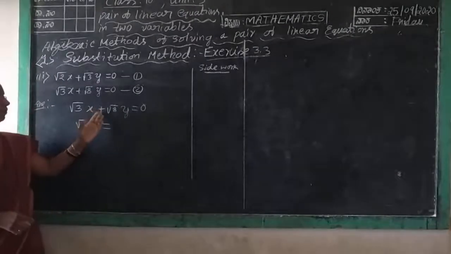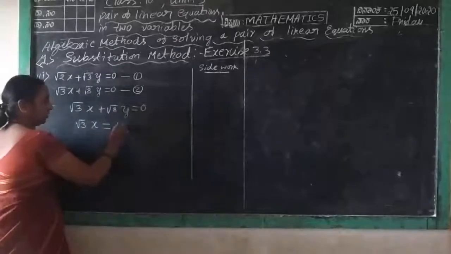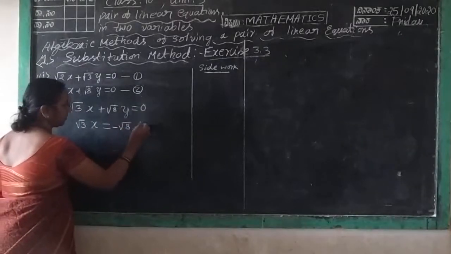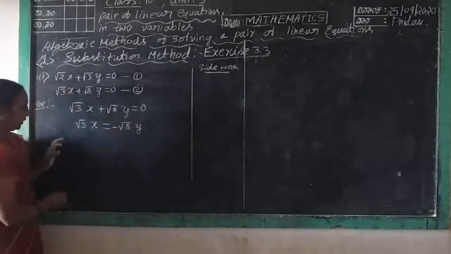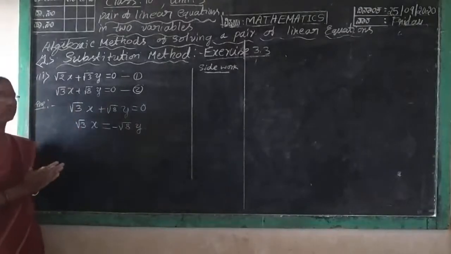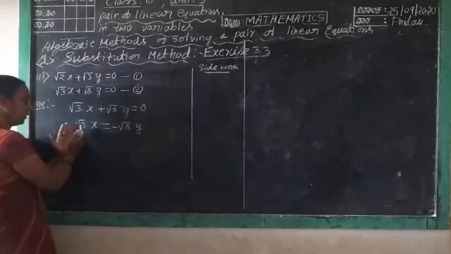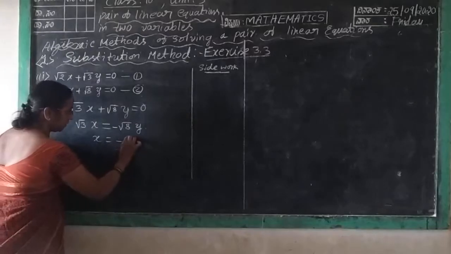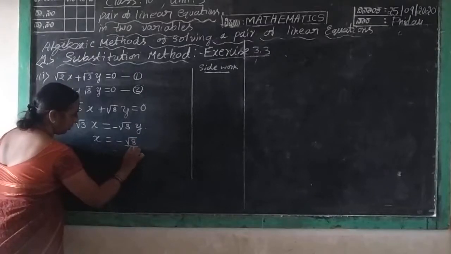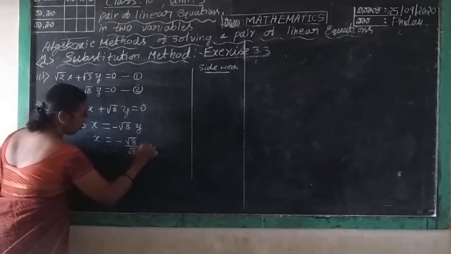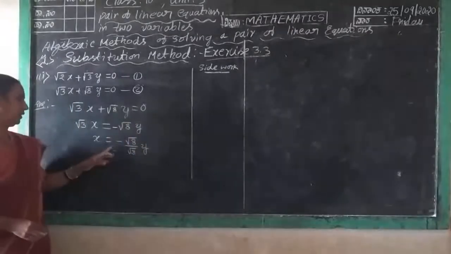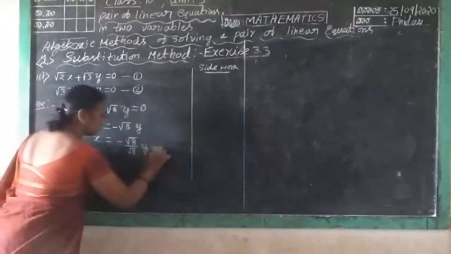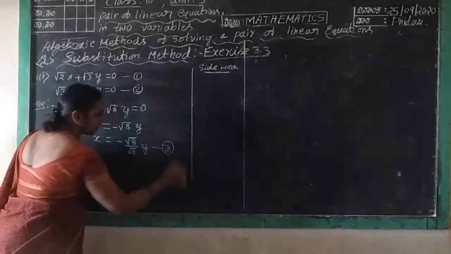Shift the plus root 8y to the other side, minus root 8y. Then root 3, we find the x value only in this problem. Then root 3 is shifted to the RHS. We will get root 8 by root 3 into 1. The x value is minus root 8 by root 3 into y, which is known as equation 3.